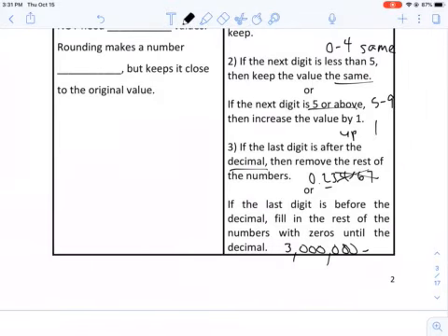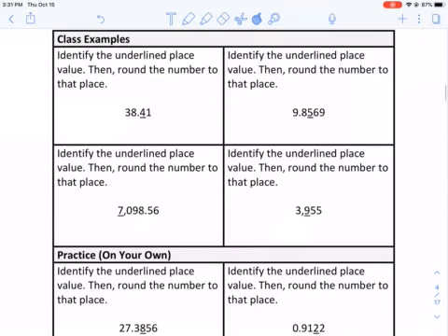So let's look at a few of these and let's figure out how these rules work. Okay, so I've got to identify the place value. Well, this is a decimal, so we call this the tenths place. I'm checking out this number, so I look here. Well, that's between 0 and 4, so we stay the same. So we call this number 38.4. And we get rid of that one.